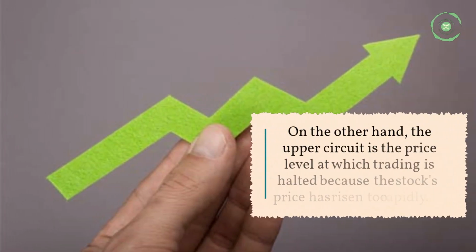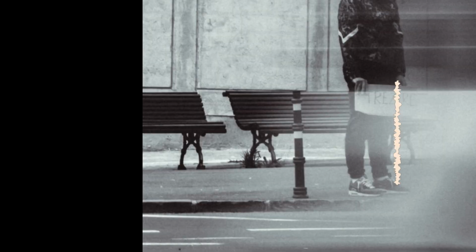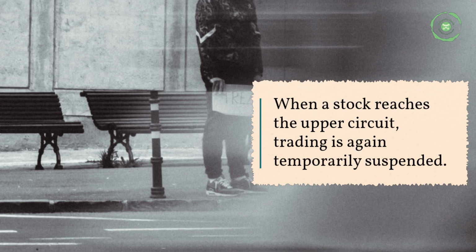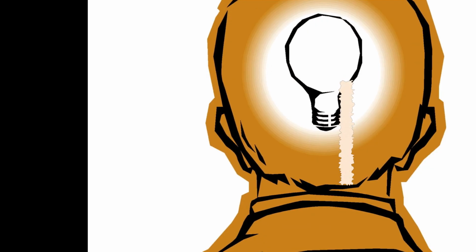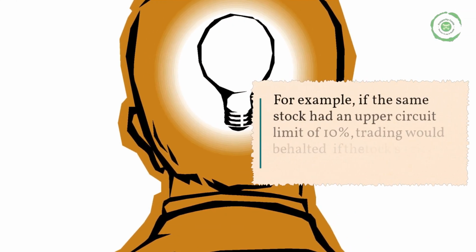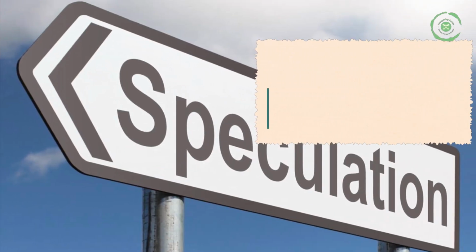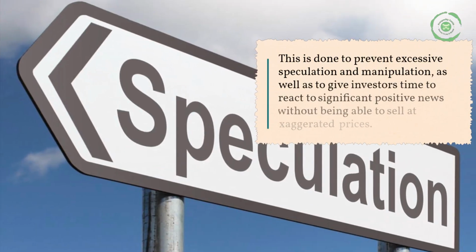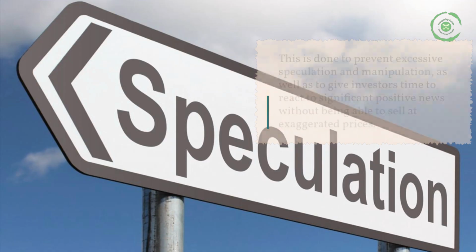On the other hand, the upper circuit is the price level at which trading is halted because the stock's price has risen too rapidly. When a stock reaches the upper circuit, trading is again temporarily suspended. This typically means there are no sellers available at the current price. For example, if the same stock had an upper circuit limit of 10%, trading would be halted if the stock's price reached 110 rupees. This is done to prevent excessive speculation and manipulation, as well as to give investors time to react to significant positive news without being able to sell at exaggerated prices.